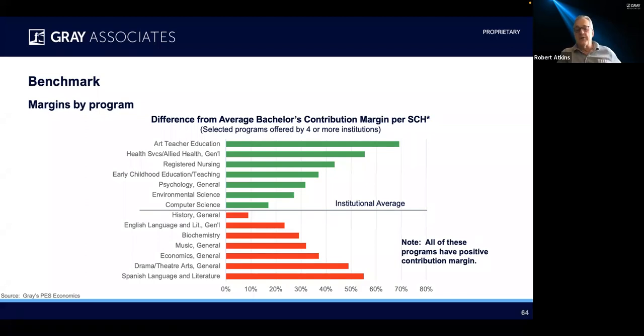The line here is the average, and then you can see the percentage above or below average of a program, keeping in mind that all the programs on this page are actually contribution positive. So the red doesn't mean that they're losing money. It means that's how far below the average they're falling. So history, for example, is approximately 20% below average, 10% below average margin. What I found surprising out of the benchmark is registered nursing is actually well above the median in terms of margin. It's almost 40% higher than average.